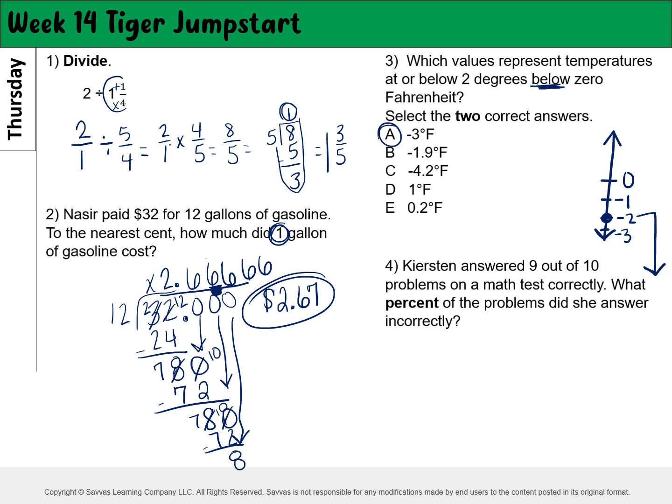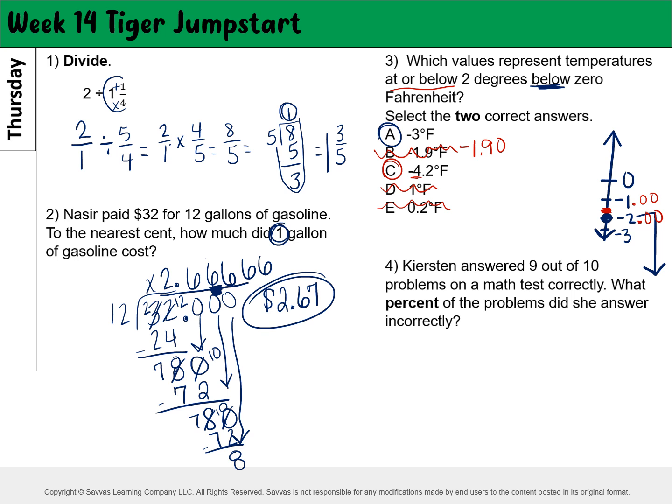On B, -1.9. Think money. This would be like owing somebody $1.90. If I go over here, this is owing somebody $2. This is owing somebody $1. $1.90 would actually be right in here, right before you get to your -2. So that is actually above and not below. On C, a -4.2. Since I see the whole number is a -4, I know that is below a -2. D and E are both positives, so we would get rid of them.